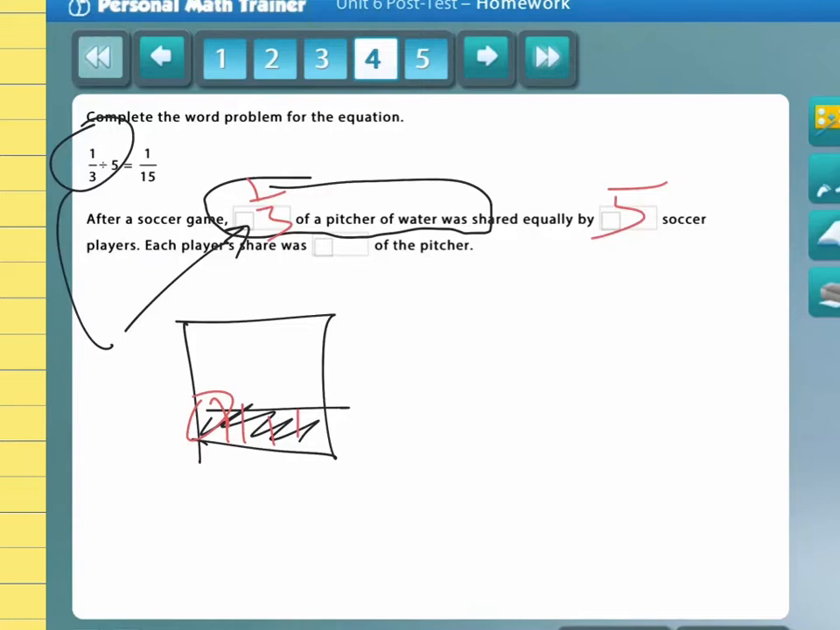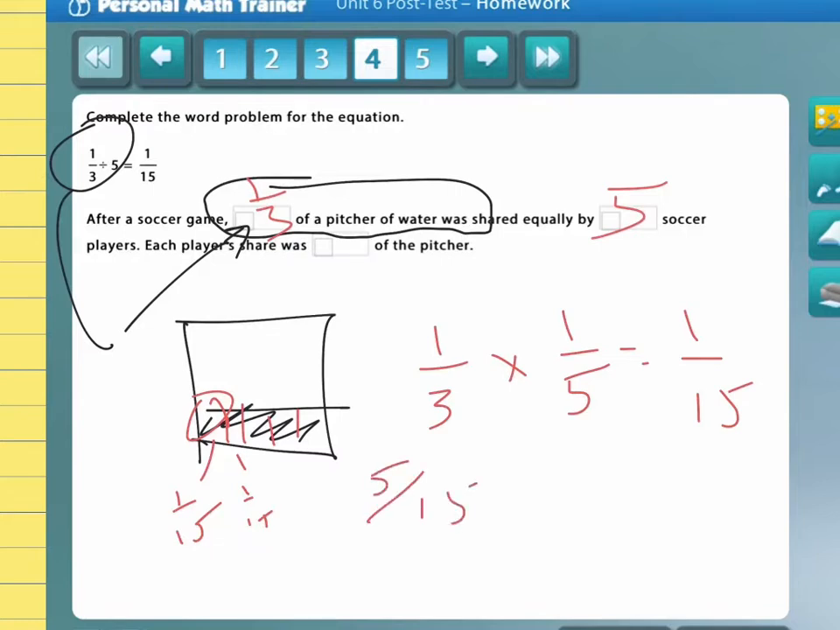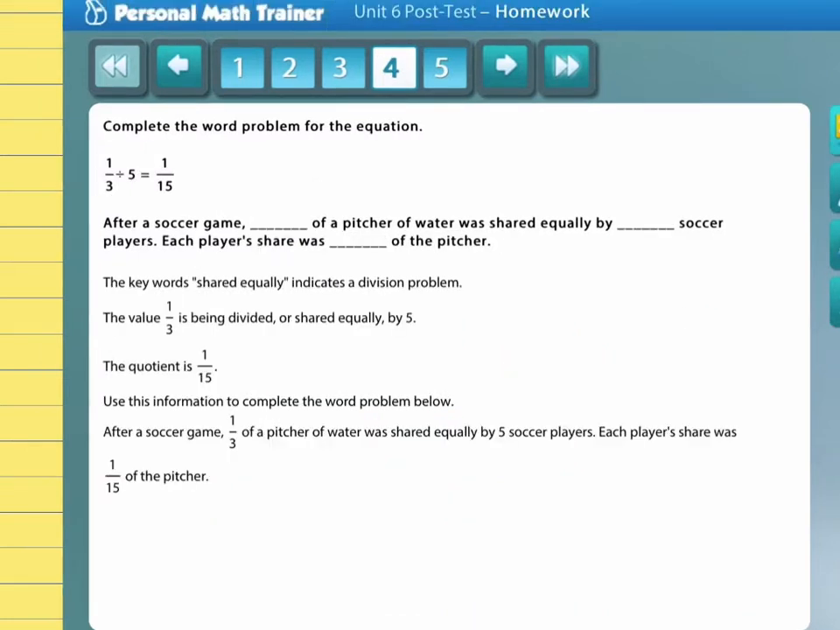So each player is going to get, remember, keep, change, flip. Each player is going to get 1/15. And if you look at that, that's 1/15, and that's another 15th, etc. So you end up with 5/15 for this part, and that is equal to 1/3. And here is Think Central's explanation. The key word is shared equally. So you're going to take 1/3 divided by 5, and each player's share was 1/15, like we did in our problem before.